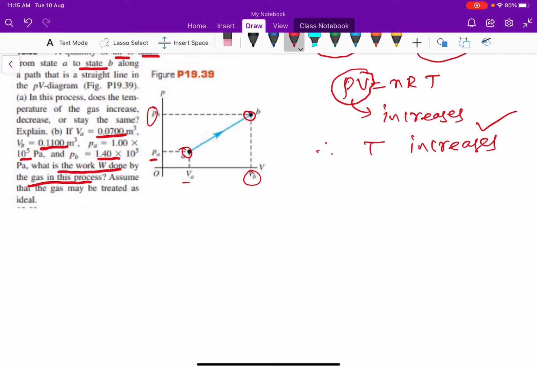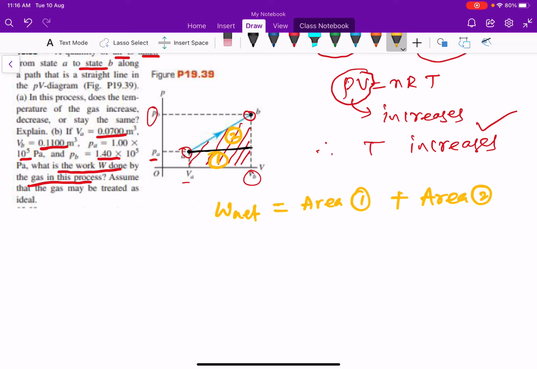For this we need to find the area under the curve. How can we find this area? Find the area of this rectangle and the area of this triangle. So total net work done equals area in region 1 plus area in region 2. By doing so you will get the answer.